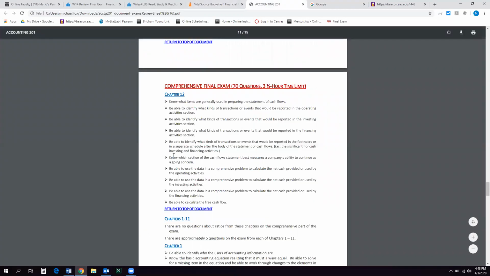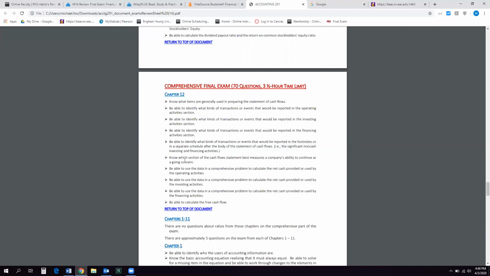All right. Know which section of the cash flow statement best measures the company's ability to continue as a going concern. What that really means is, if you look at the different sections of the cash flow statement, it's the operating section that tells us if we are making money or losing money from the day-to-day business that we do. If we look at the investing or financing sections, those are more extraordinary items. We don't borrow money every day. We don't purchase buildings or equipment every day, or sell buildings and equipment. Day to day, we sell our product or service to people, and then we collect the money.